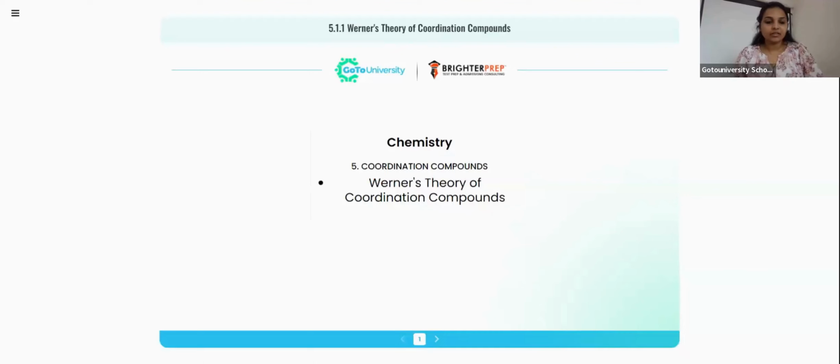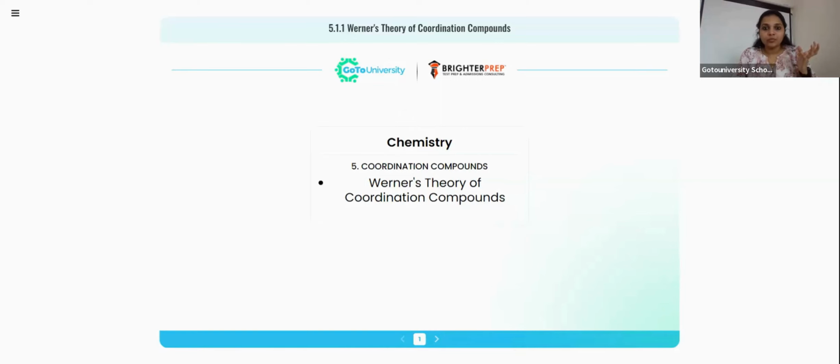So here we are going to discuss the coordination compounds. Coordination compounds means we can see the metal atom is there and the metal atom is surrounded by some groups or group of atoms, means single atoms or groups of atoms. So in this chapter we are going to discuss these kinds of molecules, that is, coordination compounds.